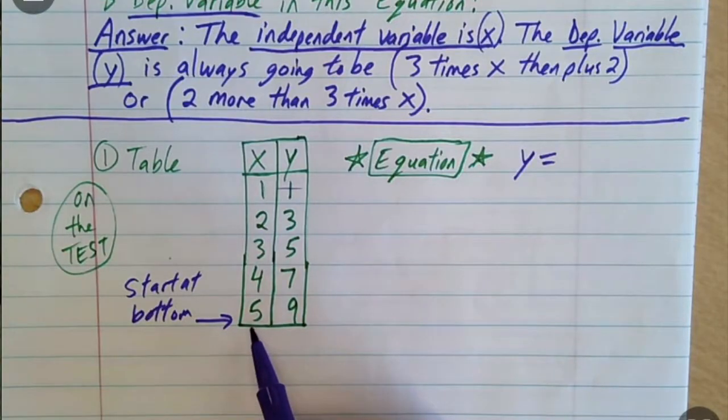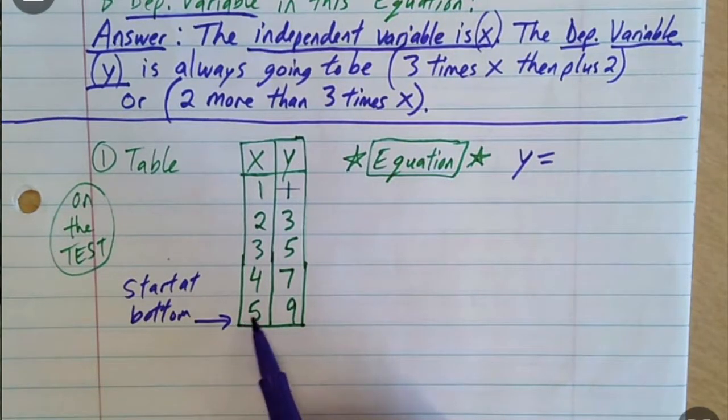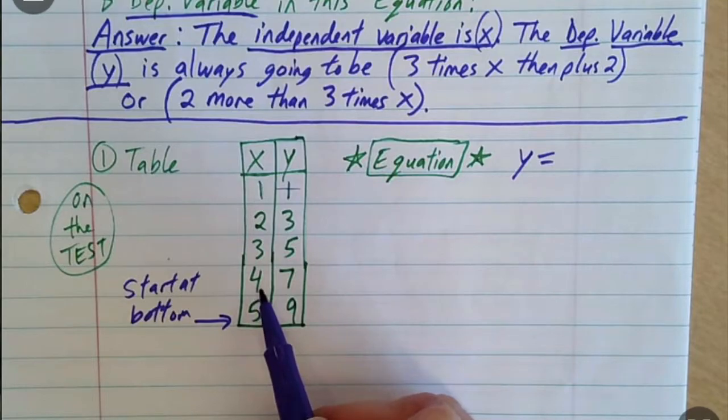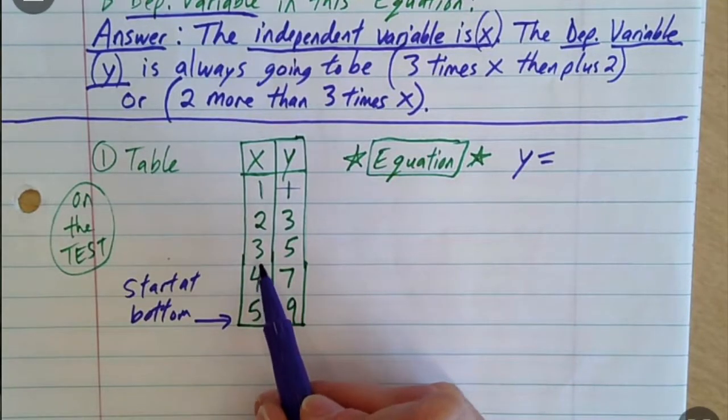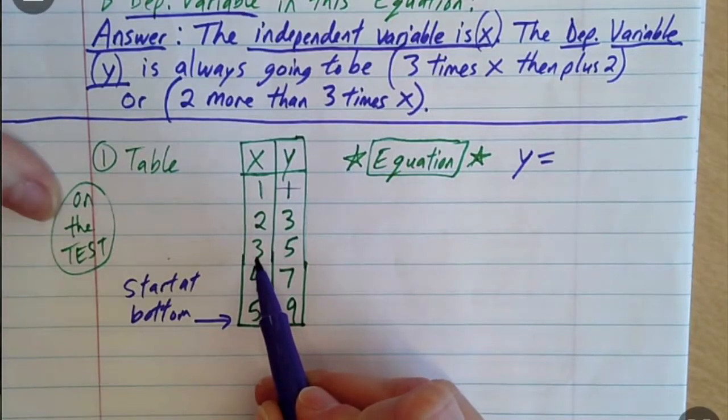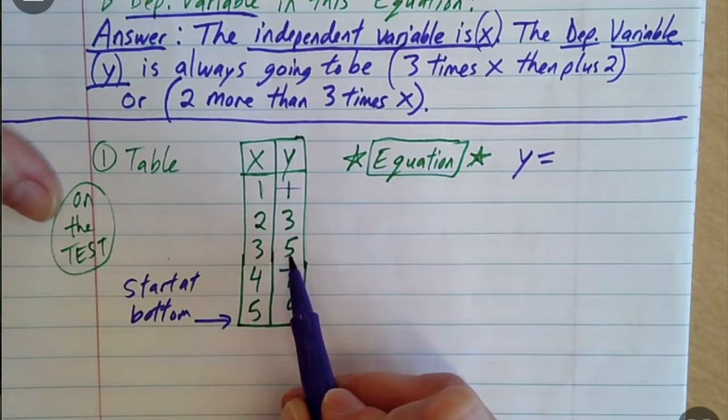So if I start at 5, what's going to get me close to 9? What if I double it? 5 times 2 is 10. I'm close, but then I'd have to subtract 1 to get 9. Let's try that again. If I take 4 and I double it, I get 8, and if I subtract 1, does that give me 7? Oh, it does, so it's starting to work. If I double 3, I get 6, subtract 1, I get 5. It seems to be working.